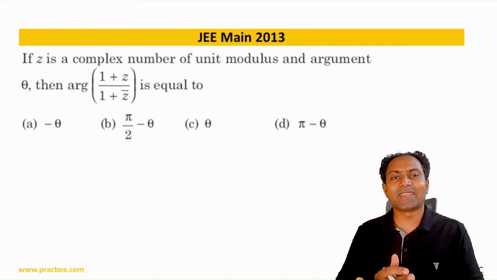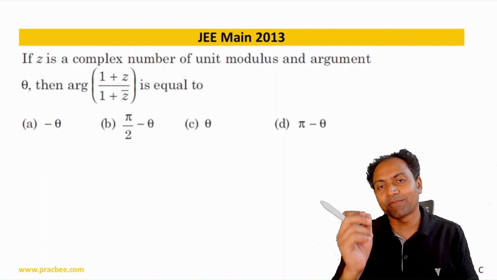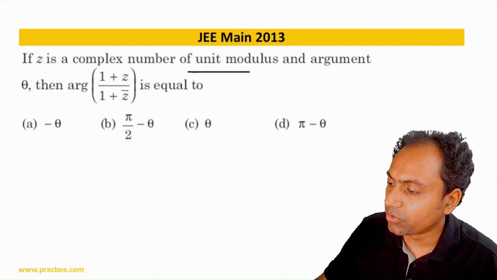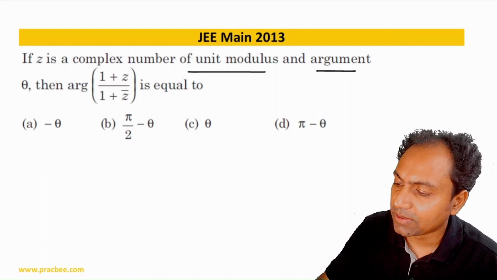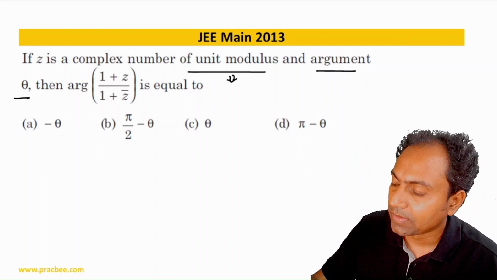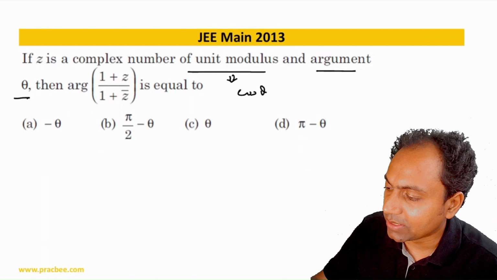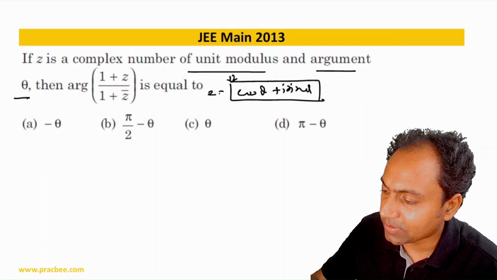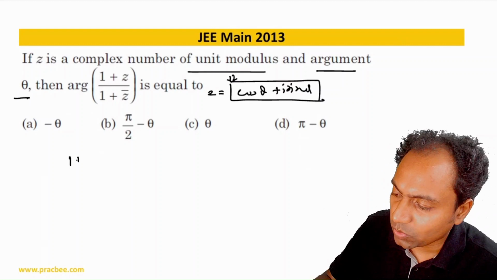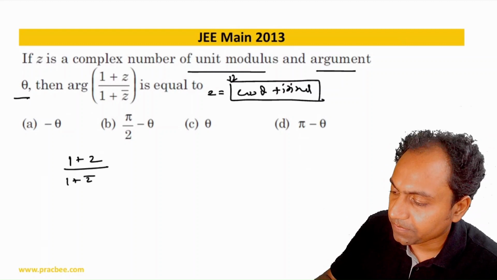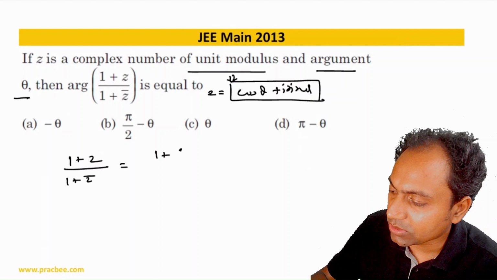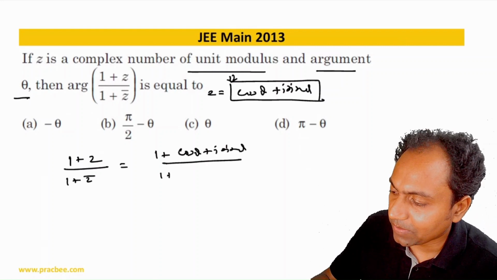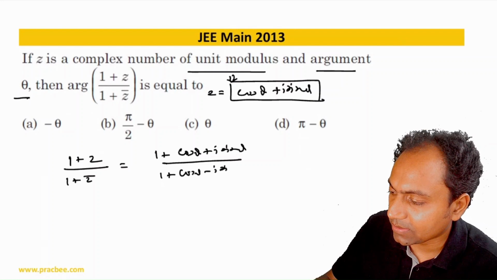Now this question that was asked in 2013 is based on the similar logic of 1 plus cos theta that we saw earlier. So what we are saying is it has a unit modulus and argument is theta. So if I want to write this in polar form, it is nothing but cos theta plus i sin theta. So this is what we know about the complex number set. If I put it here in this 1 plus z by 1 plus z bar, it is going to become 1 plus cos theta plus i sin theta and 1 plus cos theta minus i sin theta.